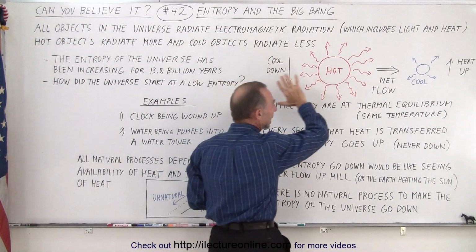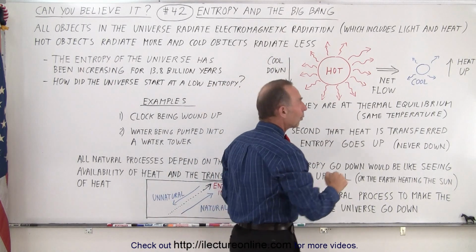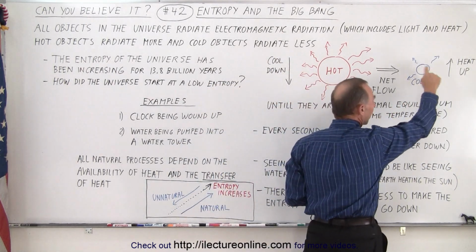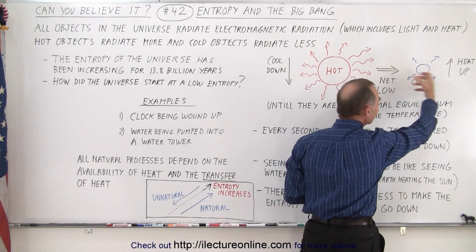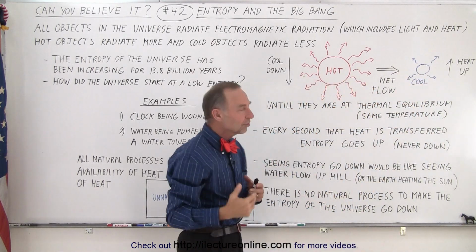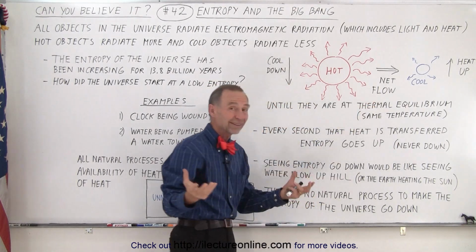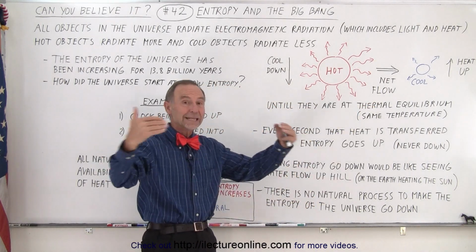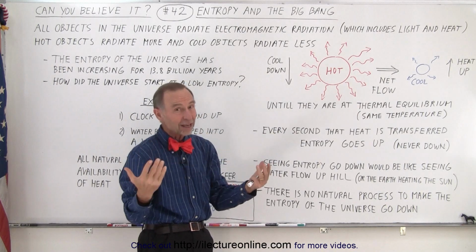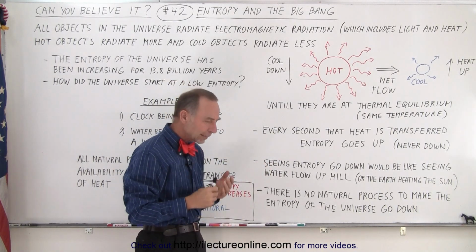While the hot objects are radiating lots and lots of energy, they tend to cool down. When colder objects or cool objects receive more energy than they give off, they tend to heat up. And this process continues until they reach what we call thermal equilibrium. When they're at the same temperature, the amount of radiation going in both directions would be the same, and so there's no longer any net transfer of heat.